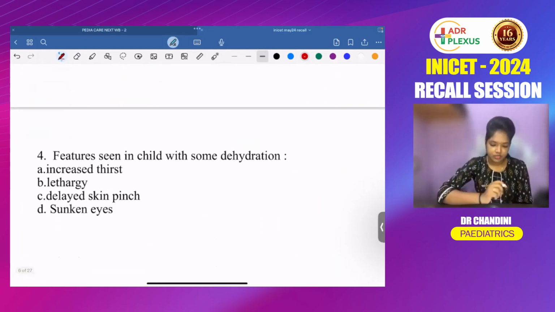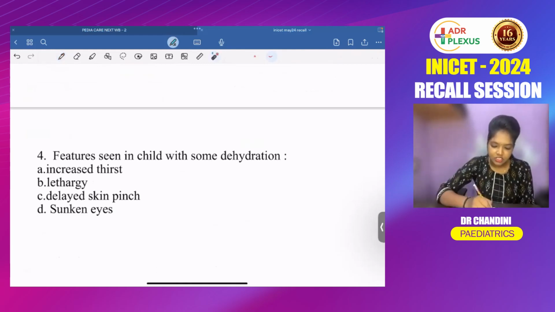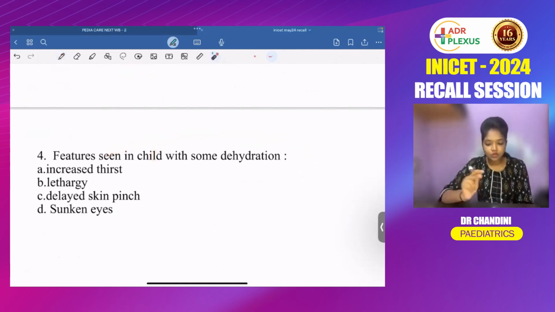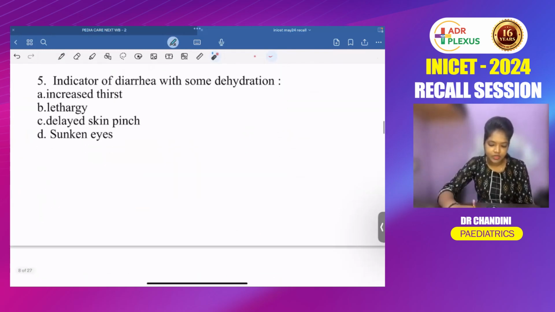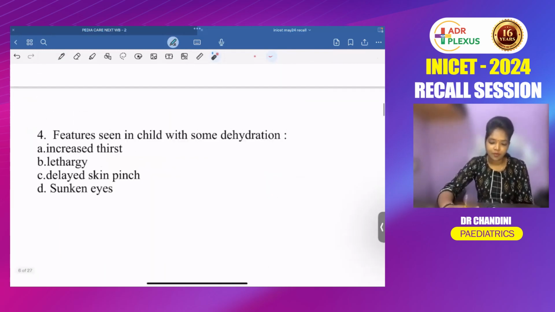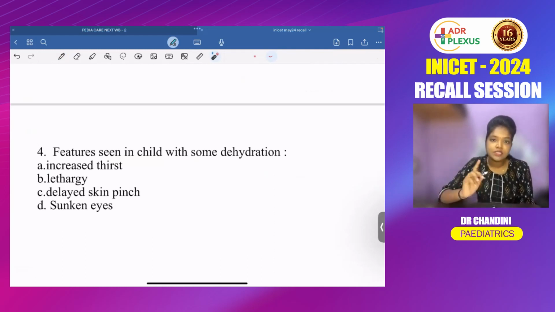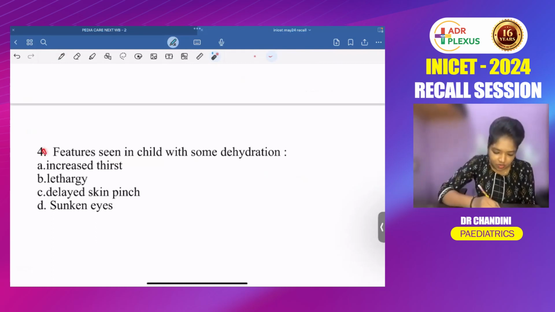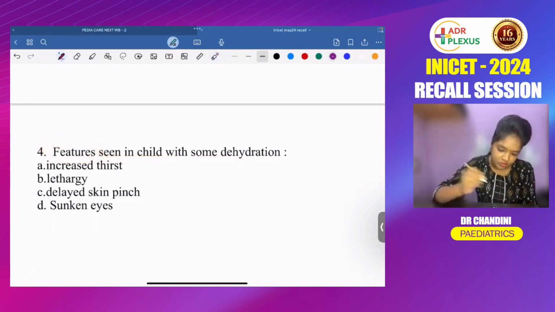Coming to the fourth question. Features seen in a child with some dehydration. So we have two questions from diarrhea and dehydration. One was a direct question and a single best answer was expected, and the other was a question where multiple answers were possible. So here the question is features seen in a child with some dehydration. So we will look at the options.